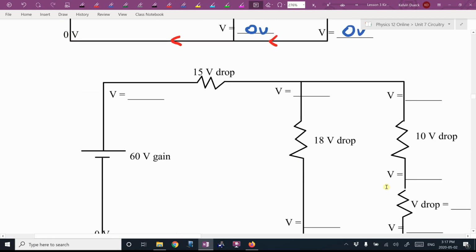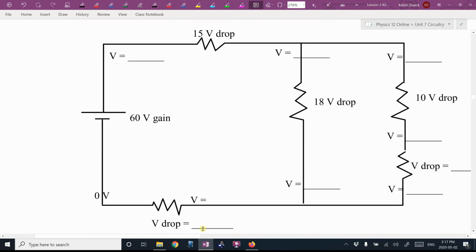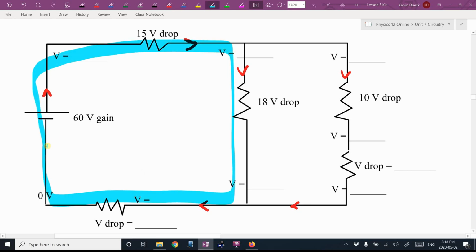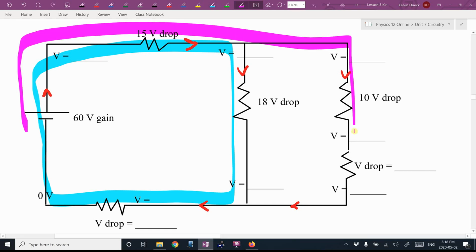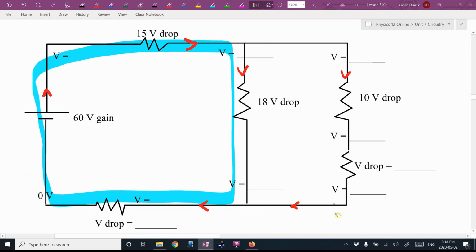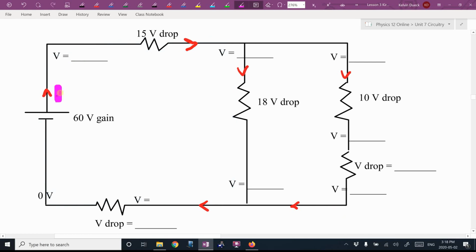Here's another one, a little bigger. There we go. 60 volt gain. That's downhill. That way is downhill. That way is downhill. That way is downhill. So if I go through this ski run here, I have to lose a total of 60 volts. If I go through this ski run here, always skiing downhill, I have to lose a total of, you guessed it, 60 volts. Otherwise, how could I start on the mountain 60 volts high and end up back at the bottom of the chairlift, which is 0 volts high?